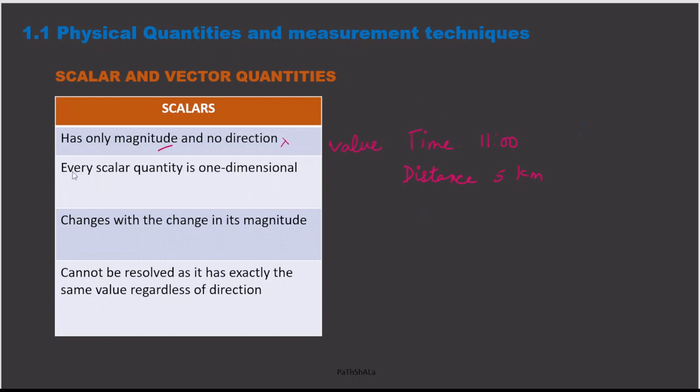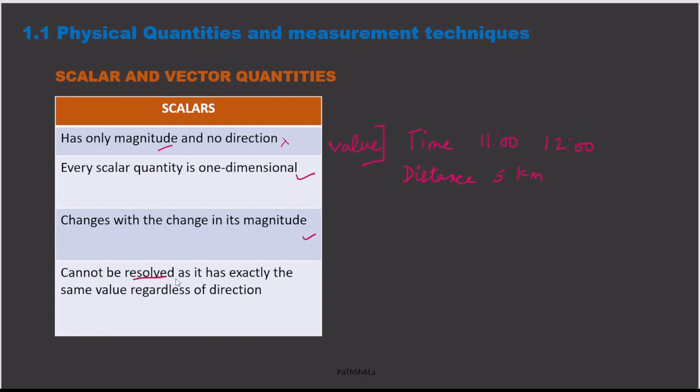Let's see another point. Every scalar quantity is one dimensional. Time is one dimensional. Distance is one dimensional. It is in one dimension only. It cannot be 2D or 3D. It changes with the change in its magnitude. How will the time change? If I say it's 11 o'clock, it was earlier 11 o'clock and now it is 12. So I'm changing its magnitude, time is changing because it has no direction, right? So how will a scalar quantity change? When its magnitude or its value changes, right? Last, it cannot be resolved as it has exactly the same value regardless of direction.